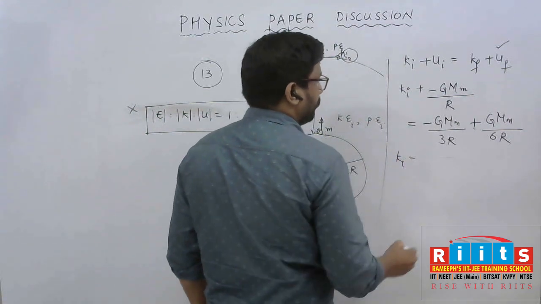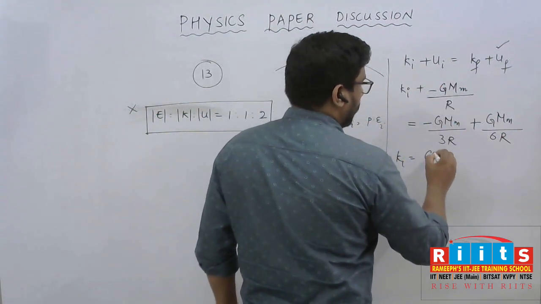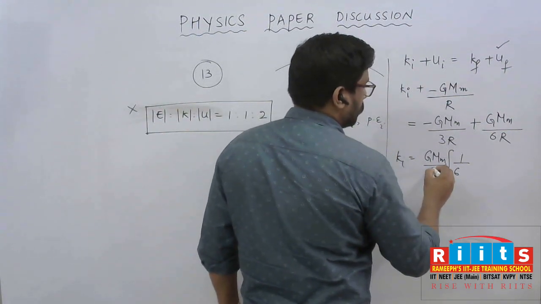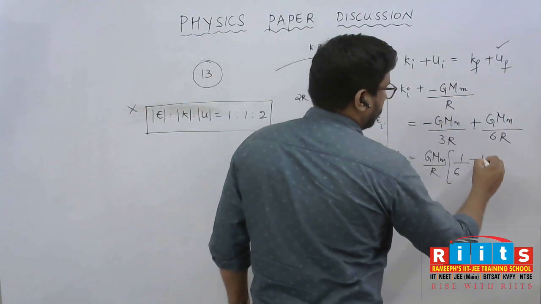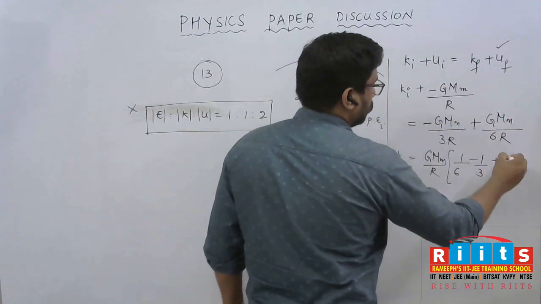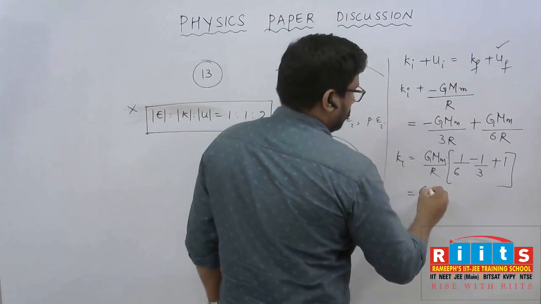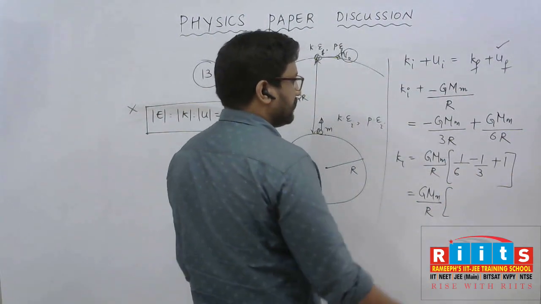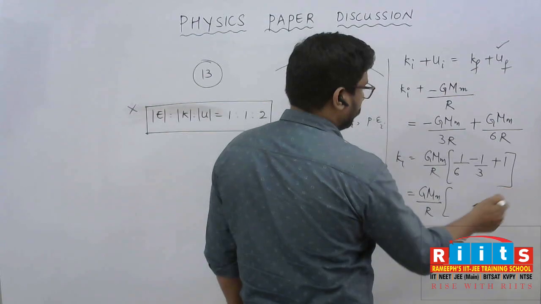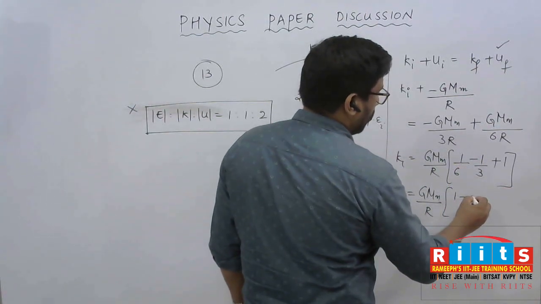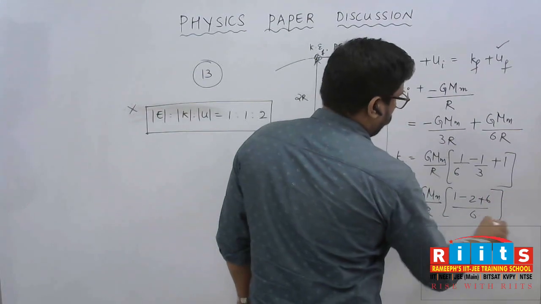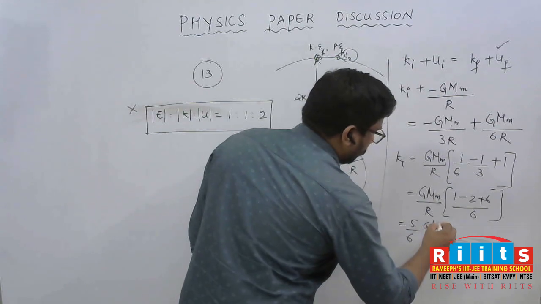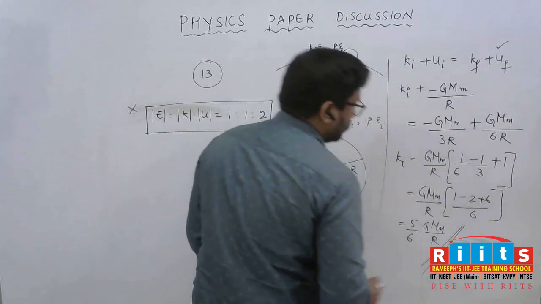Initial kinetic energy will be, you can take this term GMm as common, and 1 by 6, you can take R also common. 1 by 6 minus 1 by 3 plus this 1, GMm divided by R. So just use the idea of LCM. Multiply here with 6 and divide with 6. You are getting 1 minus 2 plus 6 by 6. 1 minus 2 is minus 1, 6 minus 1 is 5, 5 by 6, GMm divided by R. So this is the final answer.